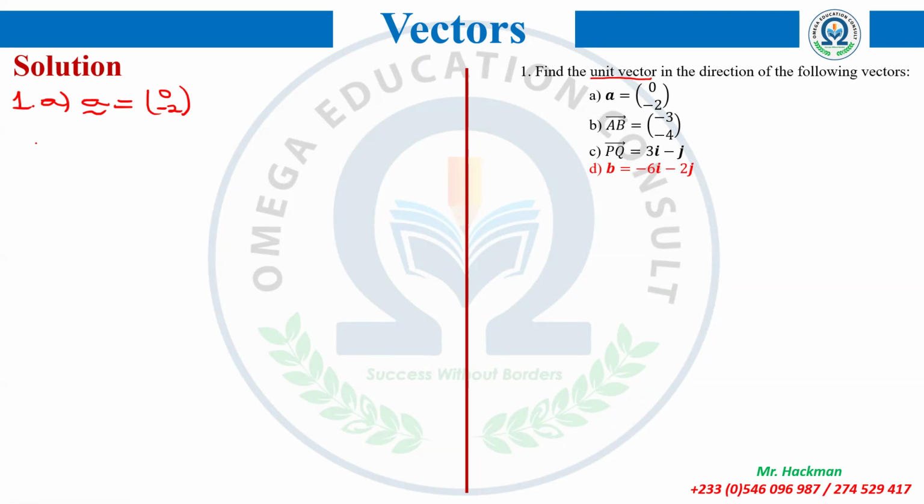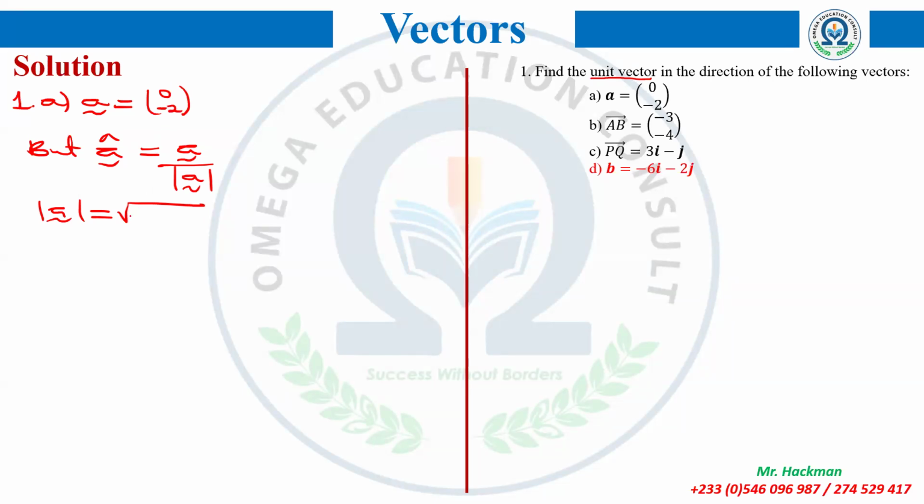So I'm looking for the unit vector of A, which will give me A cap. I know A cap is equal to the vector A over the magnitude of A. So what I need to find is the magnitude of A. I can come and write the magnitude of A. You know how to find the magnitude of a vector.